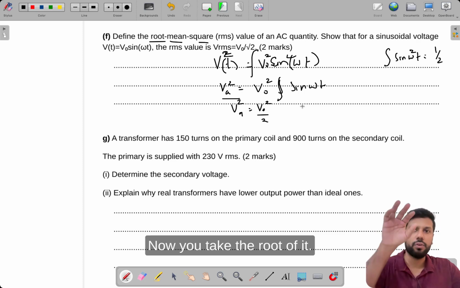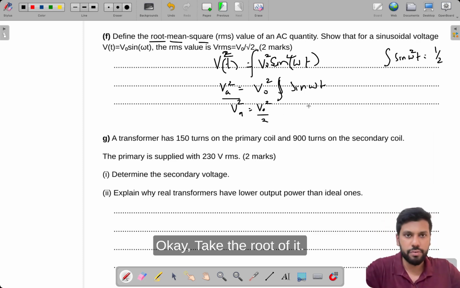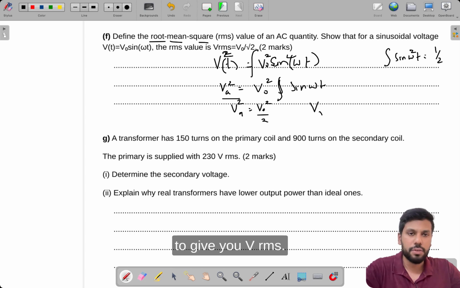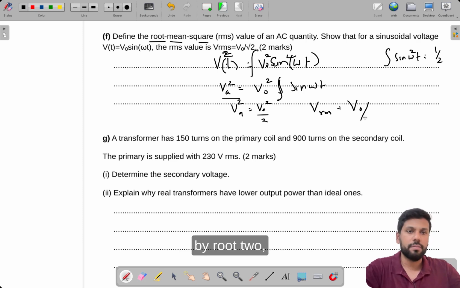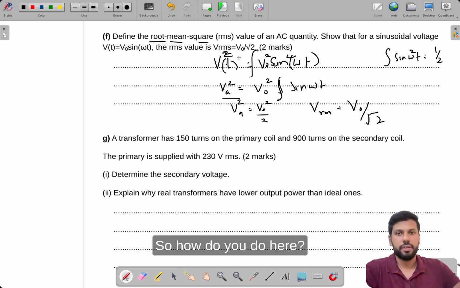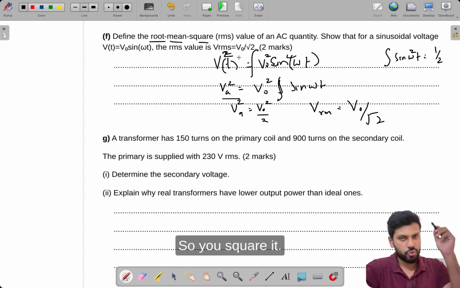Now you take the root of it. That is going to give you VRMS. So it's going to be V naught by root 2. So how do you do it here? Remember, root mean square means you square it.